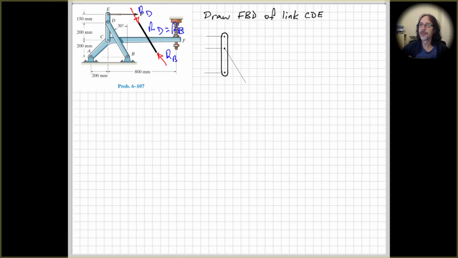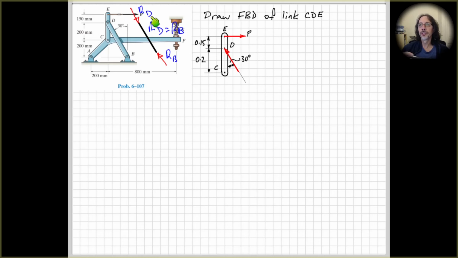So if we do that, draw our free body diagram, put on our dimensions for reference, make it nice and neat and clear so it's easy to see what you're doing. Put on our known loads, so we've got our applied force through the cable here at E, that is P. And then at D, as I just explained, we've got the force that is applied by the link BD to the link CDE. And that's going to be equal and opposite to what I've drawn over here.